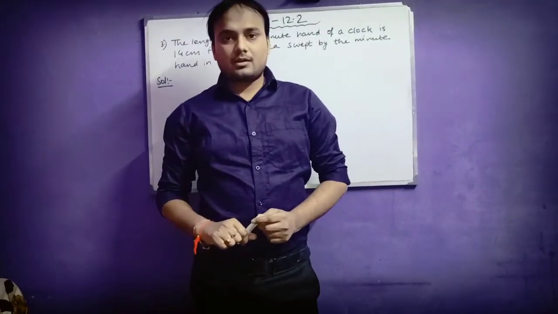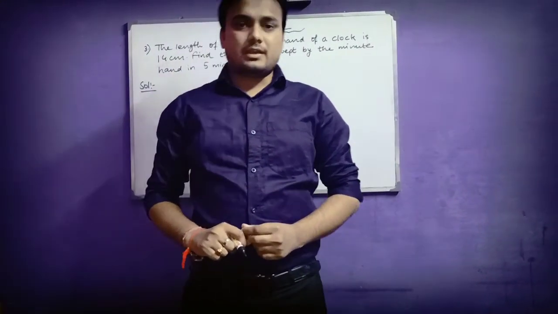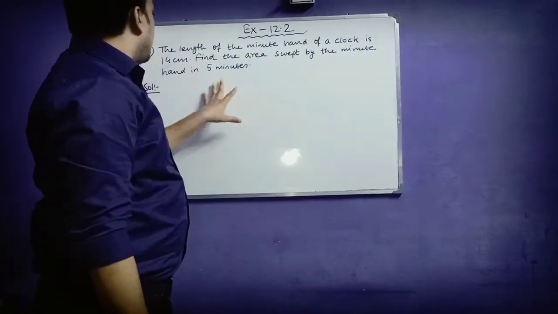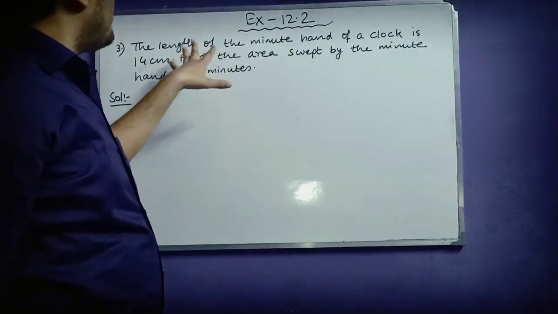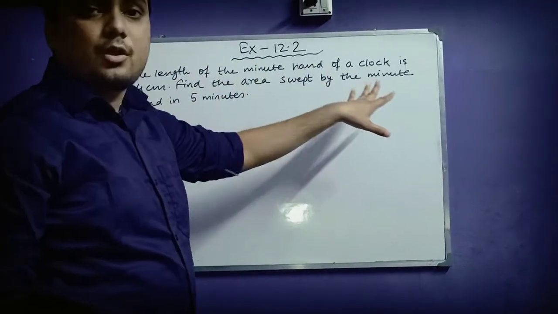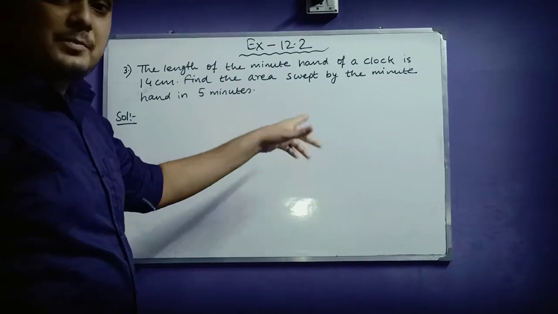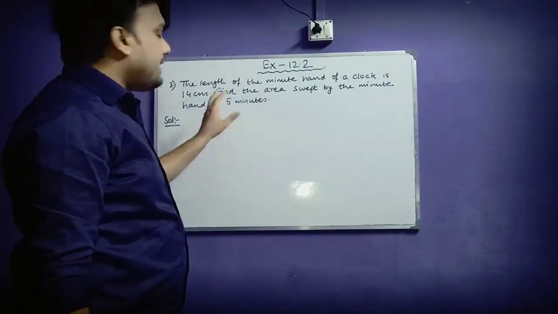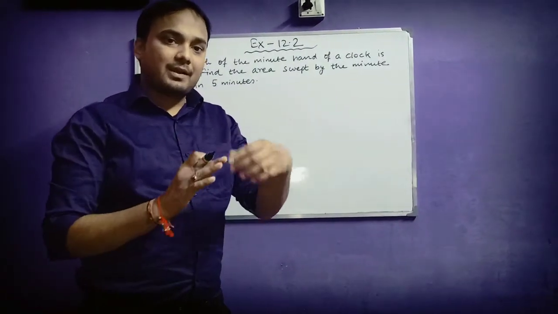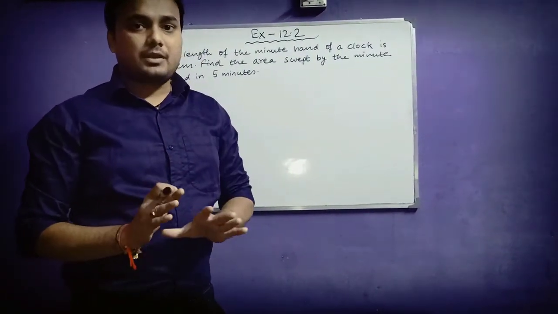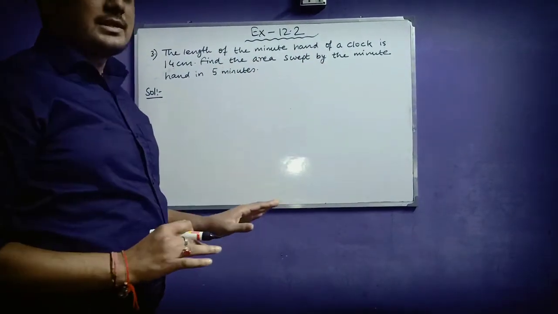Let us start with question number 3 of exercise 12.2, students. Let us see what this question is saying. The length of the minute hand of a clock is given here, 14 centimeter. We need to find the area swept by that minute hand in 5 minutes. So there is a clock, and what is the area swept by the minute hand in 5 minutes? That we need to find. And the length of the minute hand is given as 14 centimeter.